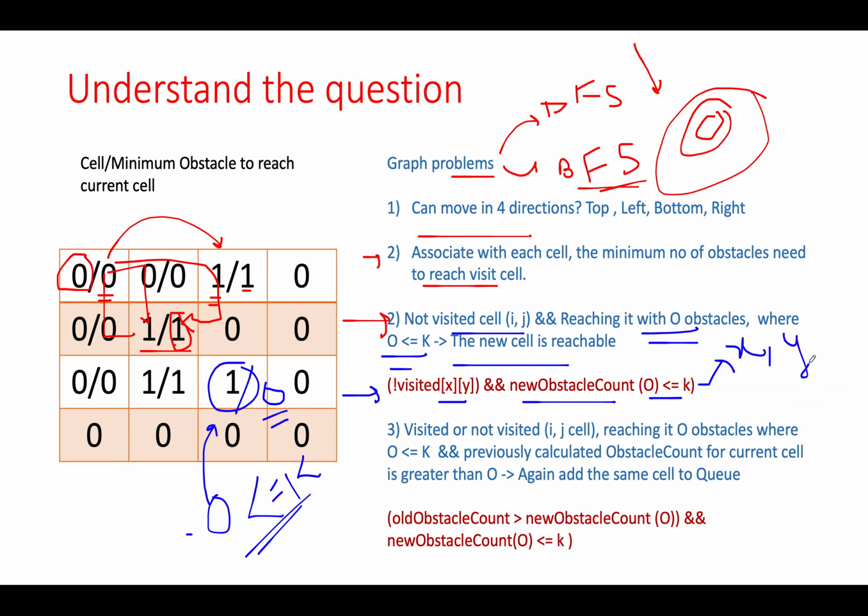Let's walk through the other condition. Let's assume we are reaching this particular node with O obstacles, and the value of O is 4. The value of K given to us is 5. In the previous step, we had already visited this particular node, but using that route, it took 5 obstacles. So the previous number of obstacles needed to reach this node was 5. The value of K is also 5. And using this new path, we are able to reach this node with only 4 obstacles.